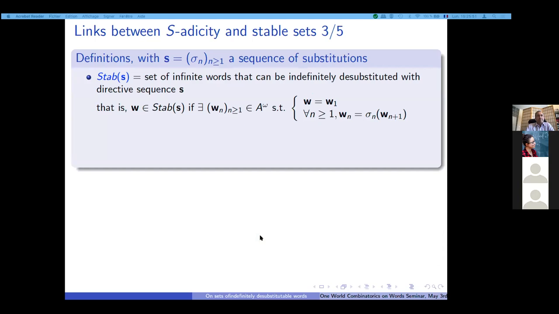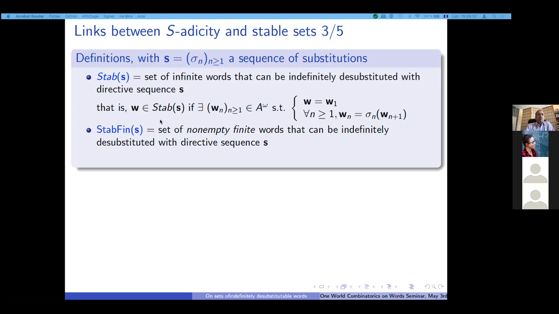I would like to have a more exact relation between stable set and S-adic. And for that, I will have to have some more precise, more specific definition using not the entire set of substitutions, but a sequence of substitutions. So I fix a sequence of substitutions and I call Stab of S the set of infinite words that can be indefinitely desubstituted with this directive sequence S, so with these relations. I will also need a similar set, but not of infinite words, but of non-empty finite words. So these finite words have the same relation, but they are finite instead of being infinite, and I denote this set Stabfin of the sequence S of substitutions.